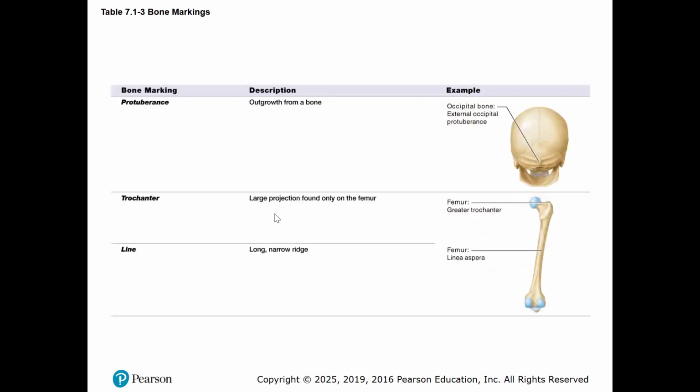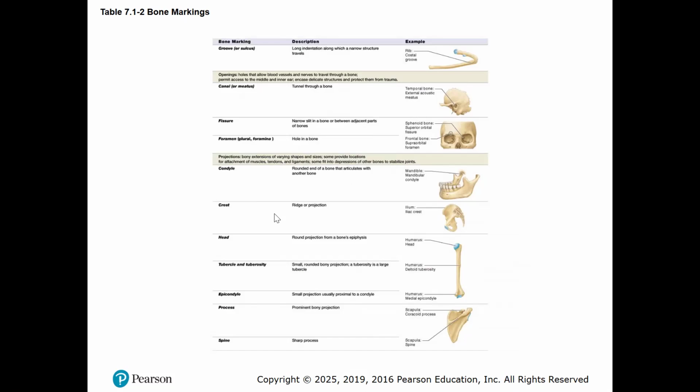Then we have all different kinds of projections and protuberances and all of those things. So a condyle is simply a rounded end of a bone that's going to allow movement with another bone. So here you see your mandible, mandibular condyle. A crest is a ridge or a projection, here the iliac crest of the coxa or the hip bone.